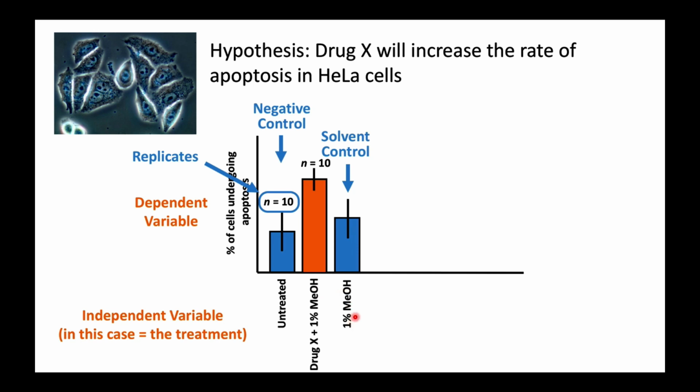So the way we would do that here is we would give them just 1% methanol without the drug. We would compare it to the untreated, so hopefully there should be not that much difference. But then when we add the drug, then we can see the effects separating out. So particularly for biochemistry, solvent controls can be really important.